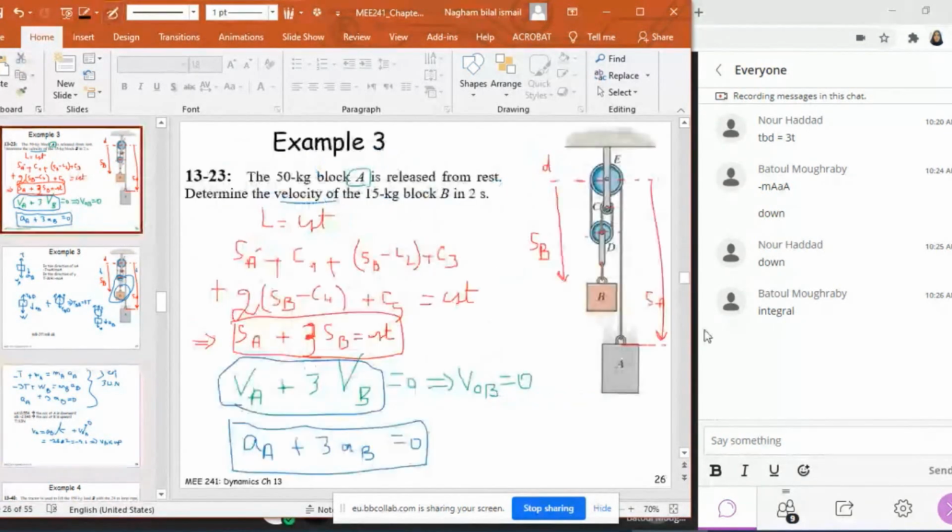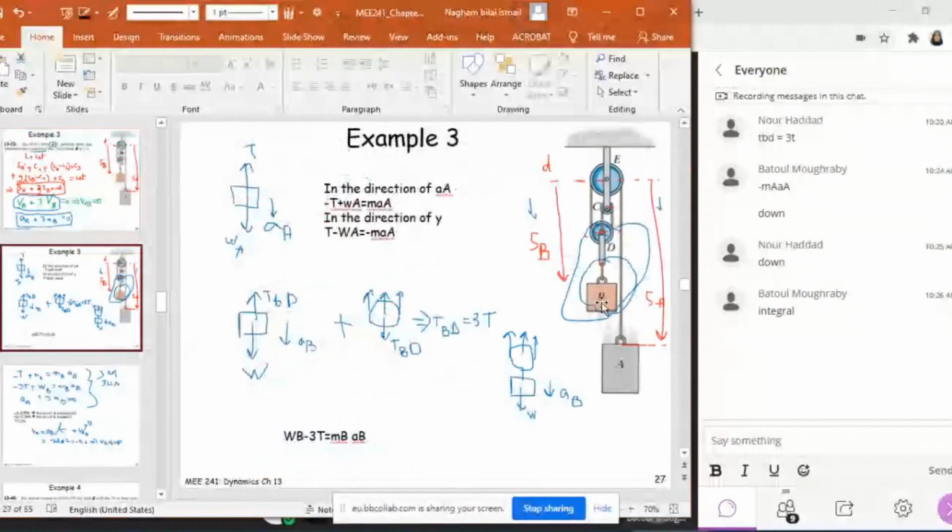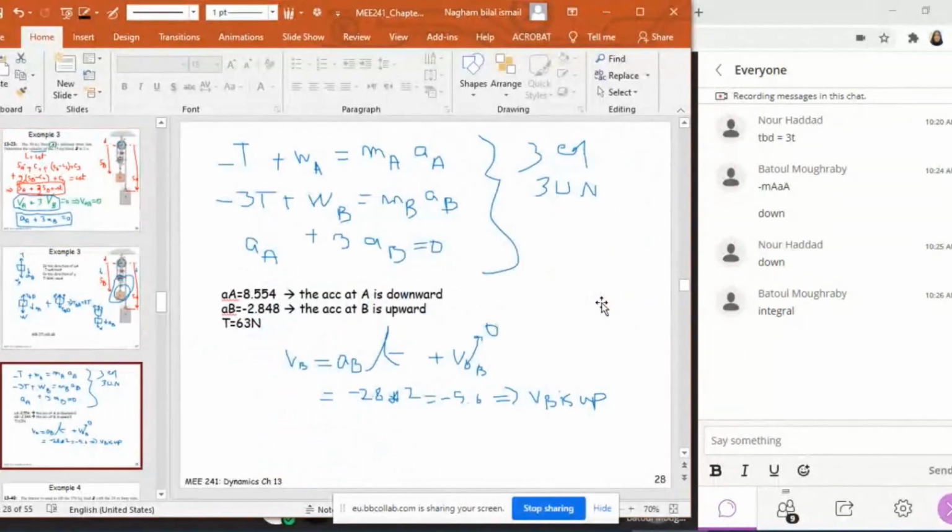If you go back here, guys, to the problem, B should be upward. Why? Because A is heavier than B. A is heavy. It has a mass of 50 kilograms, and it's held by only one part of this rope. B is lighter, and it is held by 3 parts of this rope, which means A will go downward and B will go upward, and that's why v is negative in the downward direction.